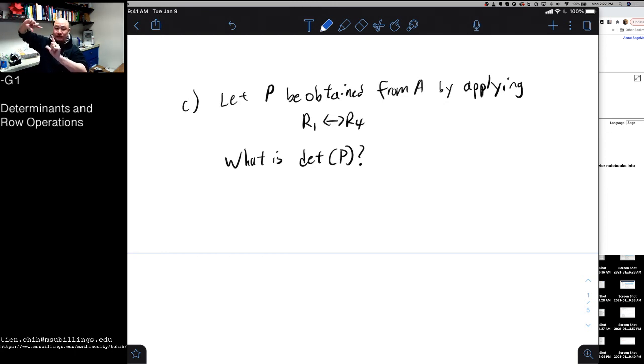Now the area of this parallelogram doesn't change, but the orientation does change, right? The side that used to face you is now on the other side. So when you swap like that, positive becomes negative and negative becomes positive. The signed area or the signed volume of this figure has switched. So when we take the determinant of P, that's going to be minus the determinant of A. So that's, of course, 2.